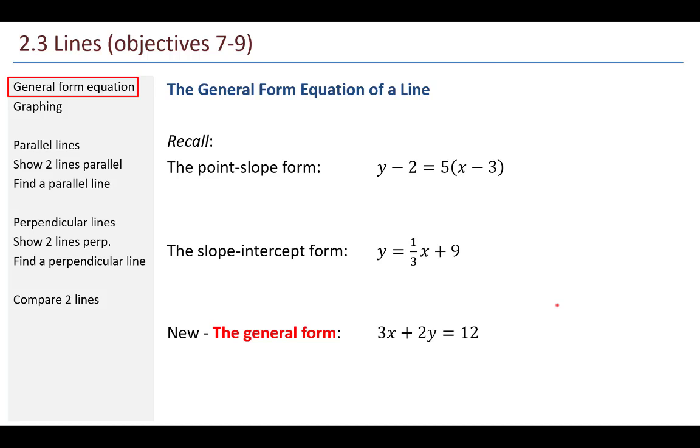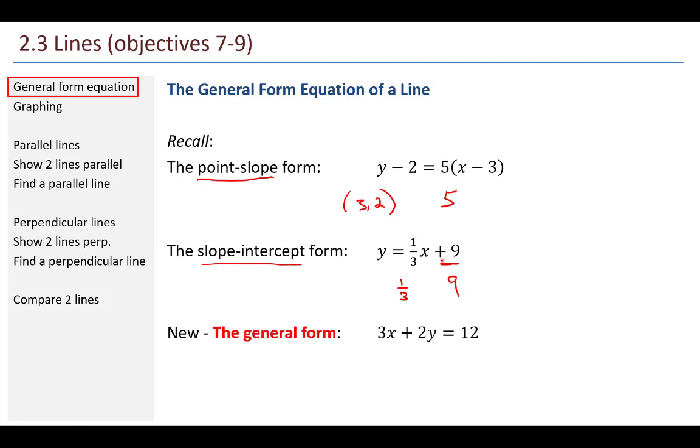We've seen two forms already. We've seen the point-slope form, where I can draw out the point that a line goes through and its slope. So for example, in this line I can tell that it goes through the point 3, 2, and it has slope 5. And we've looked at the slope-intercept form, and so from this form I can pull out the slope. I see that the slope is 1/3, and I can see that the y-intercept is 9.